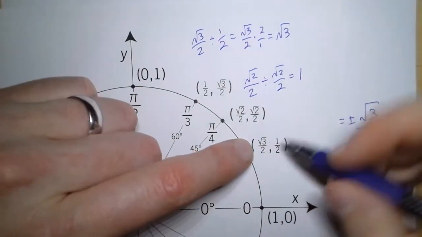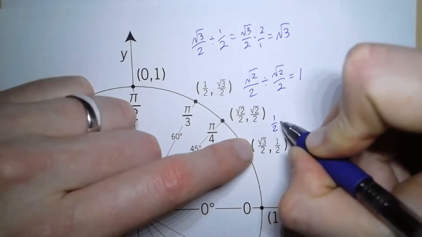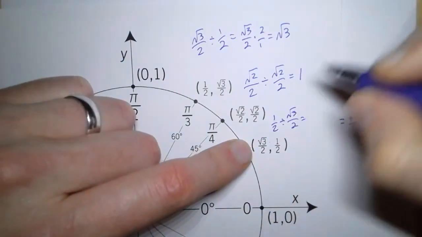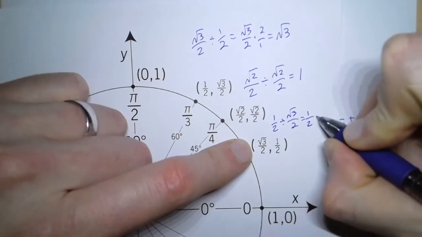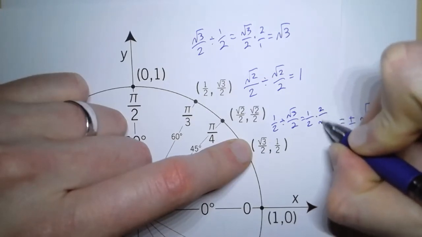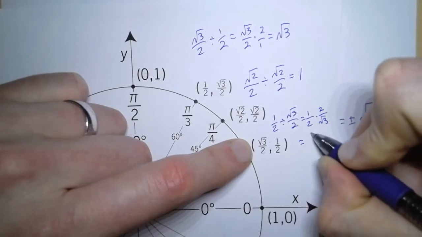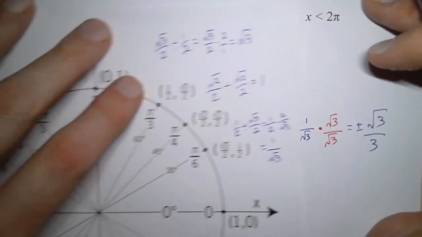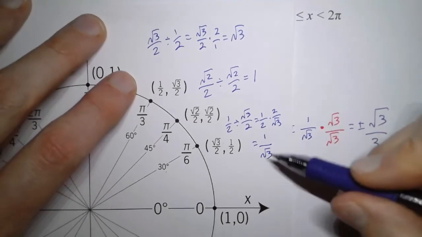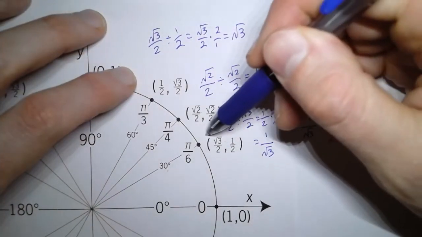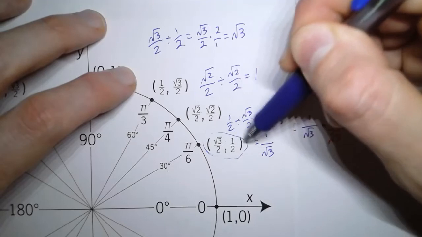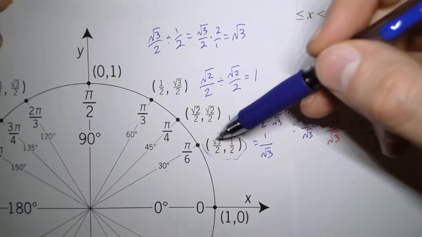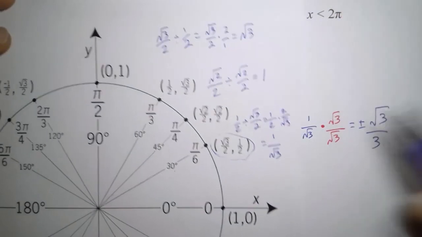Now over here, we're taking 1/2 and dividing that by square root of 3 over 2. So we rewrite that as 1/2 times 2 over square root of 3. And what do we get? We get 1 over square root of 3. Wait a minute, we just saw that. That's right there. So we've got it. So we're looking at this point right here. And what we're looking for is any other points on the unit circle that resemble this.